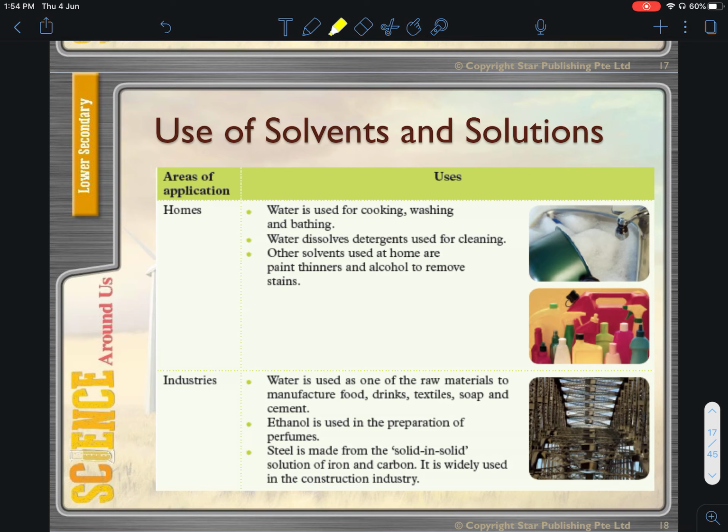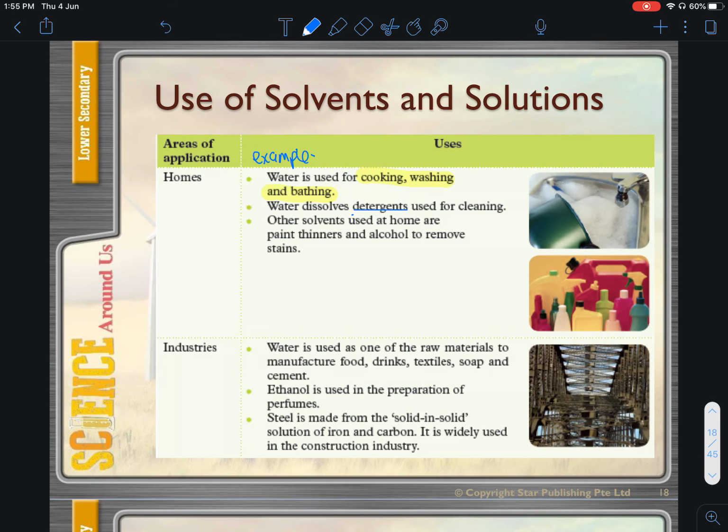At home, you can use water for cooking, washing, and bathing. Now in the exam, you might be required to give some examples from here. So if I were you, I will try to remember what is provided here. Water can also be used to dissolve detergent, which is used for cleaning and other uses as well. But generally, it's used for cooking, washing, and bathing.